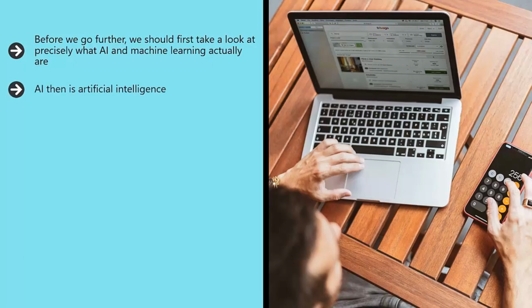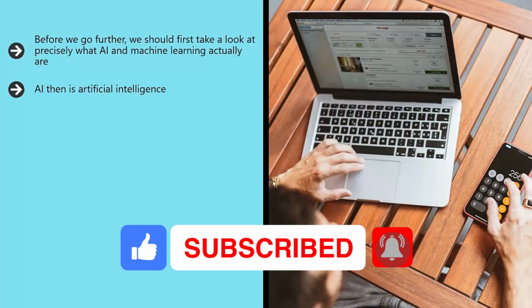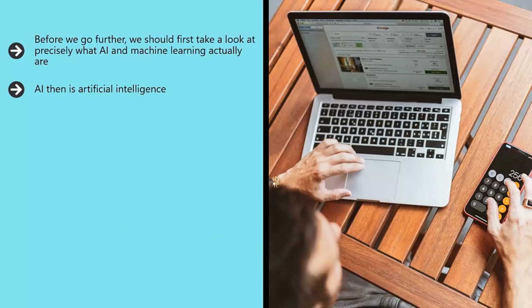AI then is artificial intelligence. That means software and hardware designed to act and appear intelligent. Such software is capable of making meaningful choices and conducting activities that we would normally consider the domain of humans. AI comes in two broad flavors. One is weak AI, which is also known as narrow AI. Weak AI is essentially a form of AI that is designed to perform a specific job.